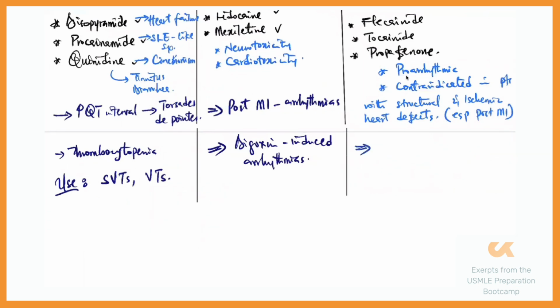The question becomes, what do we use class 1C medications for? We could use them for supraventricular tachycardias, but you can imagine that you're more likely to use class 1A and maybe use them as last resort, if at all. And including atrial fibrillation, you could actually use them for AFib. All right, those are your class 1A, class 1B, and class 1C medications.